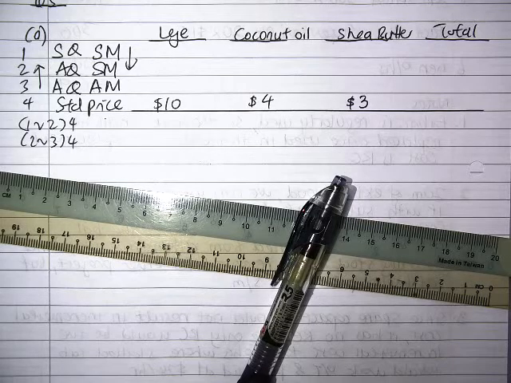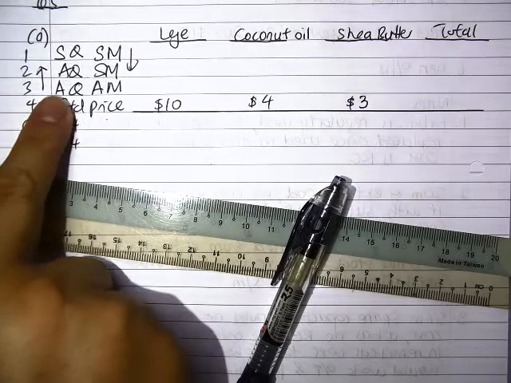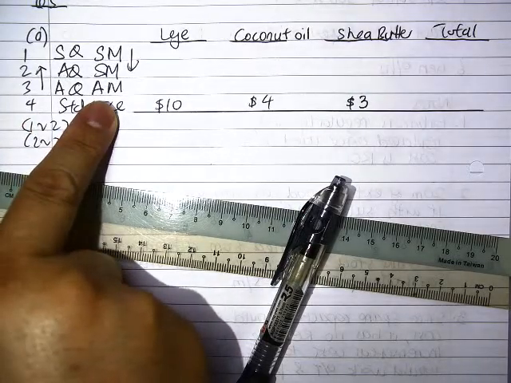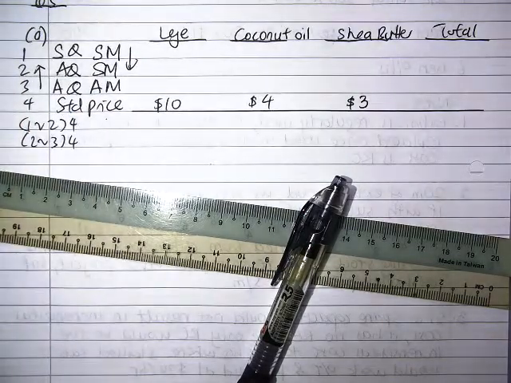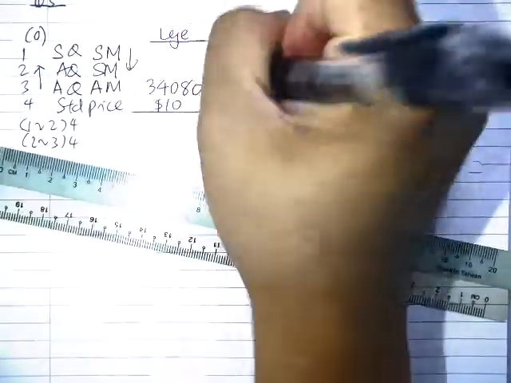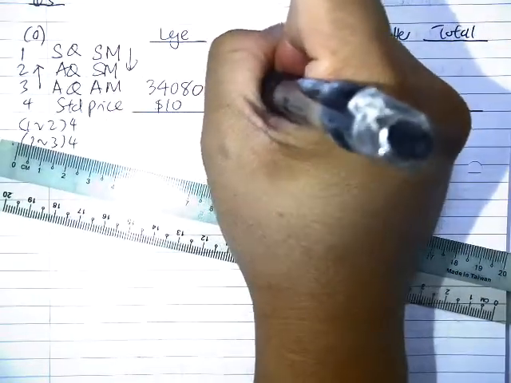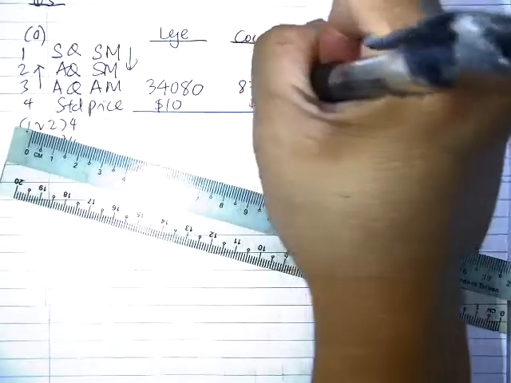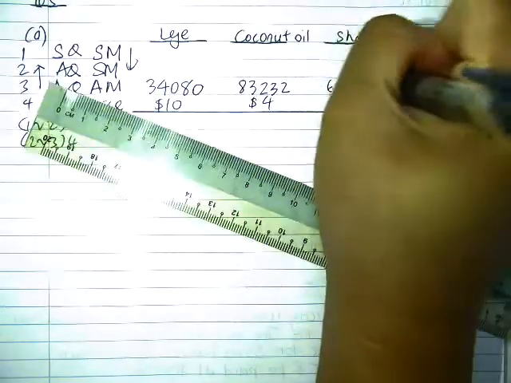Okay. The first is the actual quantity, actual mix. The one you just use the actual. So it's 34,080, 83,282, 64,200.